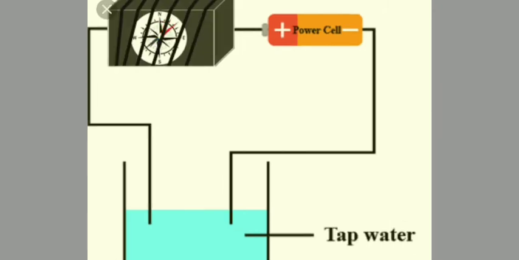Now let us take the tap water. Tap water is not pure, it contains some impurities. Now when we dip the tester into the tap water, we can see the deflection. The compass needle shows deflection. So it is a good conductor of electricity. As you can see here, the needle is moving. So tap water is a good conductor of electricity.